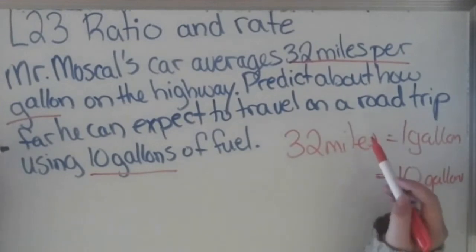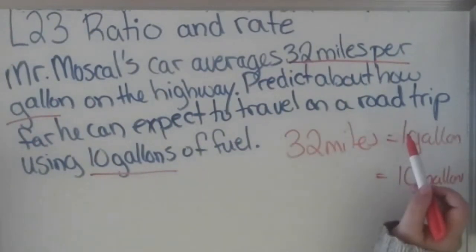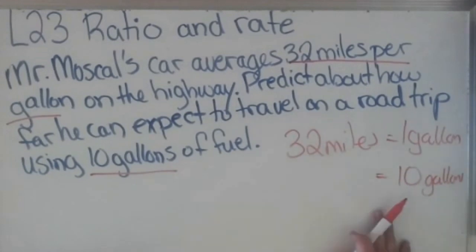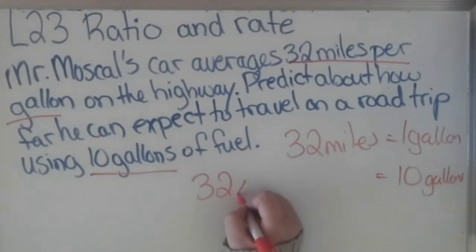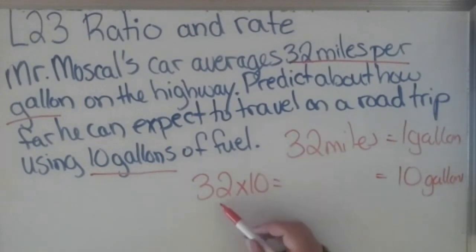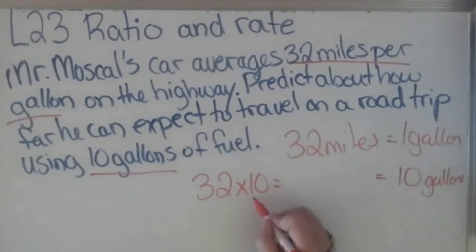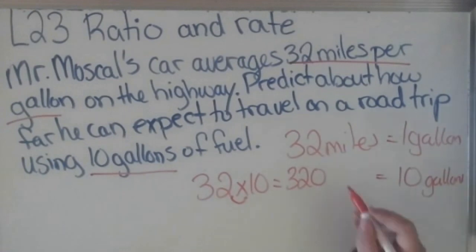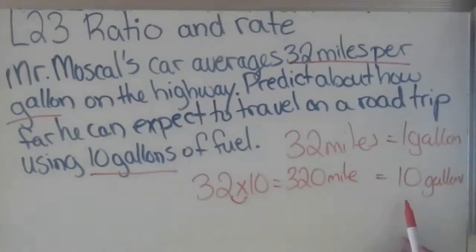Because what it is, we could do repeated addition. We could do, okay, if 1 gallon is 32 miles, then we could go 32 plus 32 plus 32 plus 32 plus 32 plus 32 plus 32, 10 times. Or we can multiply, because remember, repeated addition is multiplication. 32 times 10, all I'm doing is moving my decimal place over 1, which gives me 320. So he can get 320 miles approximately on 10 gallons.